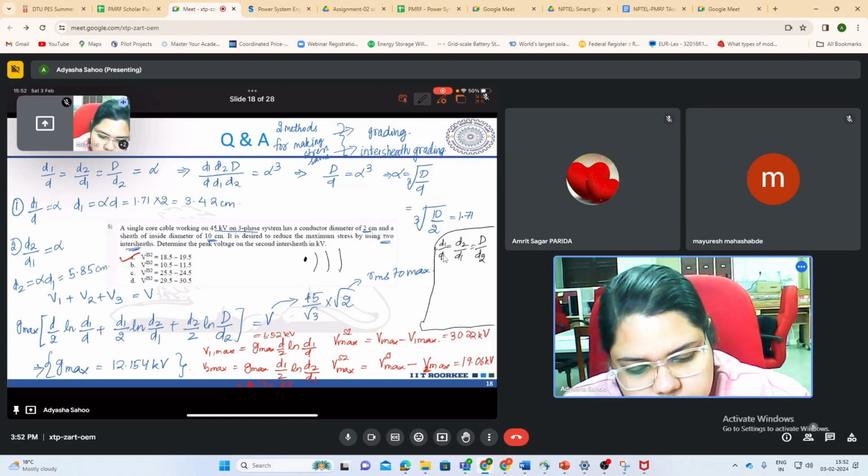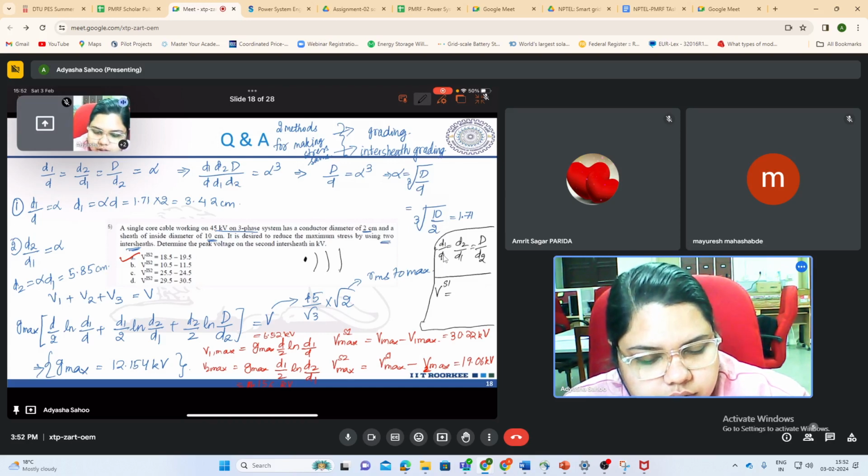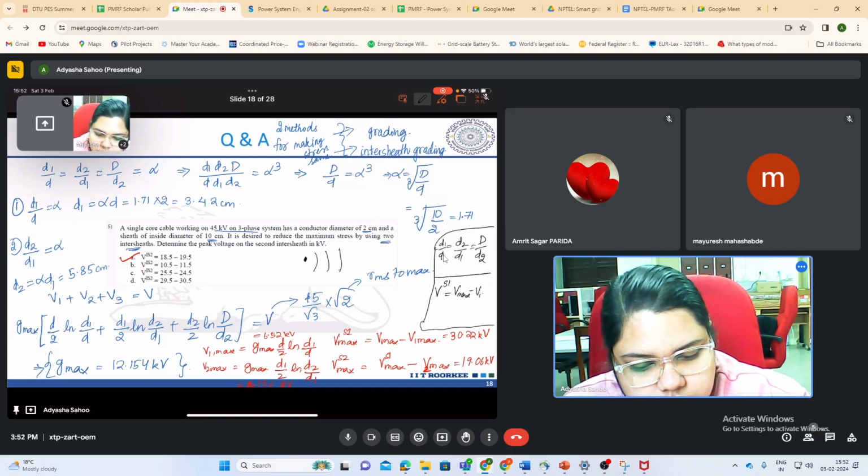Second relation, what you need to remember is this one. So S1, it is lying between the conductor and the first sheath. So it will be conductor Vmax minus this one. Similarly, S2, it is lying between S1 and the Vmax S1 minus the second sheath.